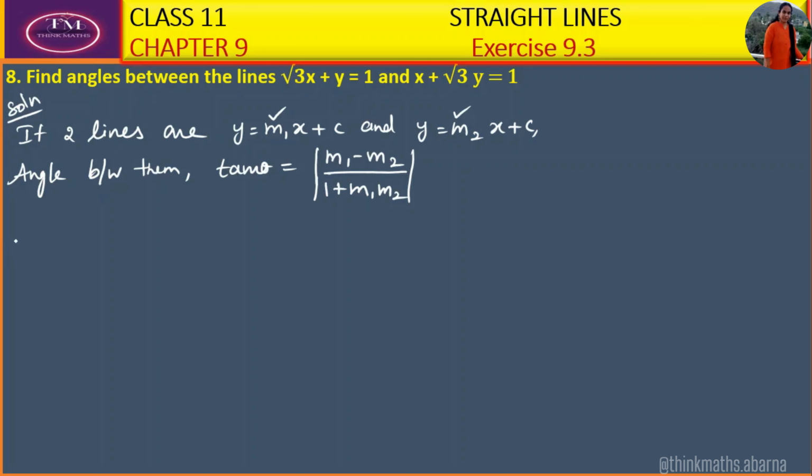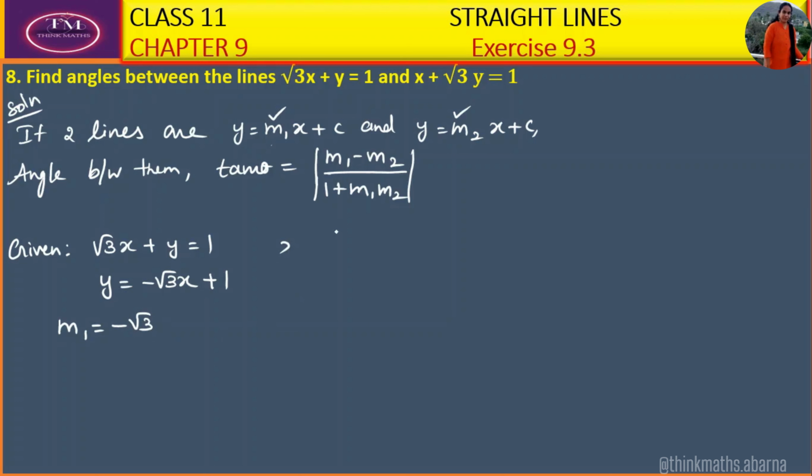Now what is given? The first equation, root 3x plus y equal to 1. How can we change it? We can change it to y is equal to, bring this root 3x to the RHS, it will become minus root 3x. The 1 is on the same side, it is plus 1. Now comparing with y is equal to m1x plus c, we get m1 equal to minus root 3.